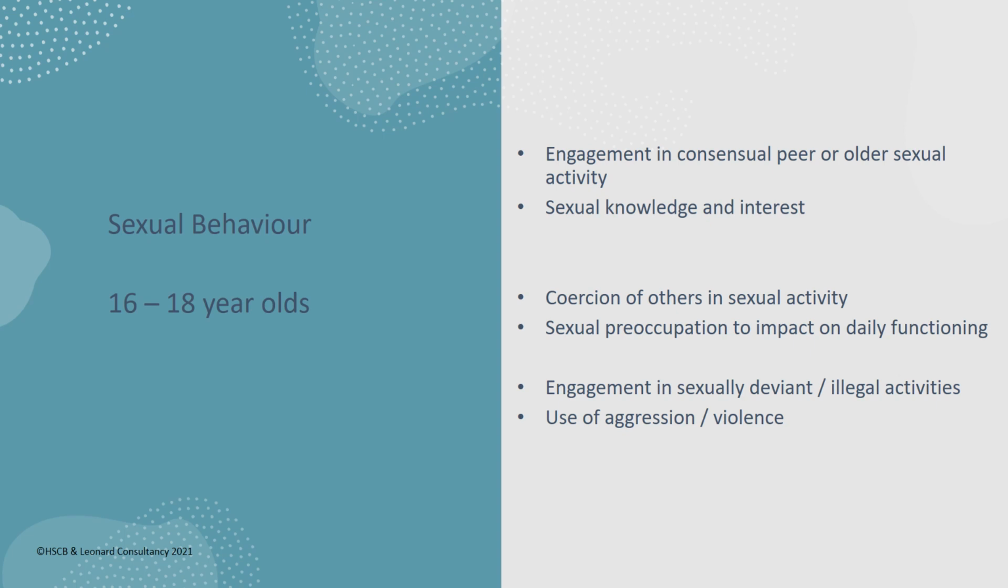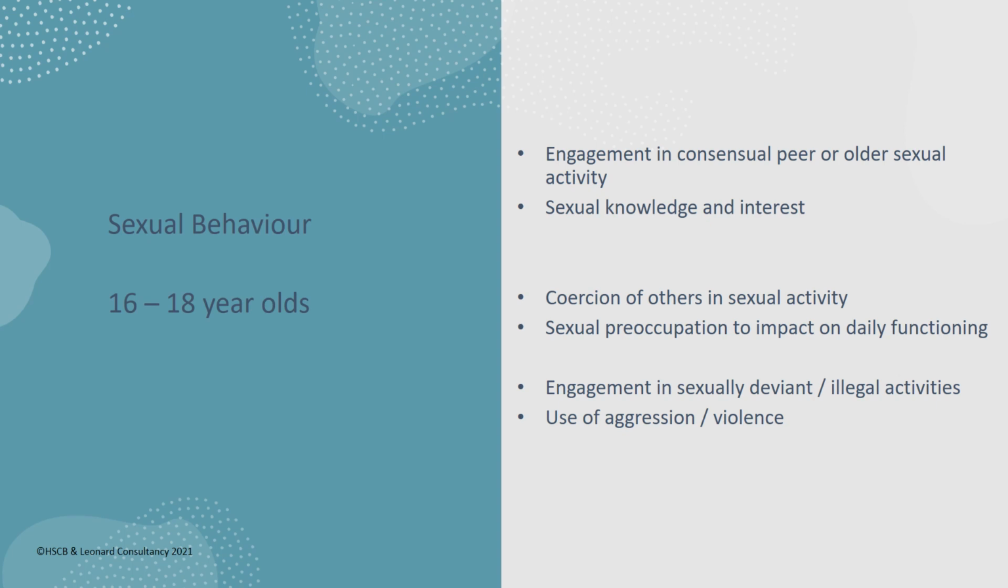What, like all of the other previous developmental stages, is a concern is if there's evidence of coercion of others in the sexual activity, where there becomes sexual preoccupation which is impacting on their daily functioning, or where they move into much more of the red, into a harmful sexual behaviour, where they engage in sexually deviant or illegal activity. So that would be where there's coercion, where there's violence, where there's clear abuse, where there is clear physical or potential sexual harm to the victims, whether engaging in sexual activity with prepubescent or younger children, where there's that clear use of aggression or violence. That's evidence of very much a red at that 16 to 18 years of age, which is similar to all of the other developmental stages.